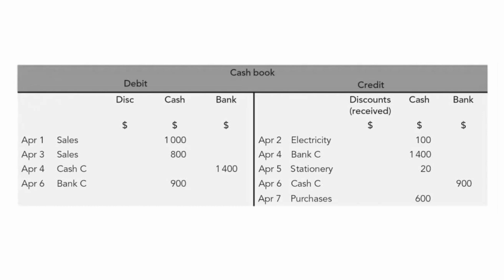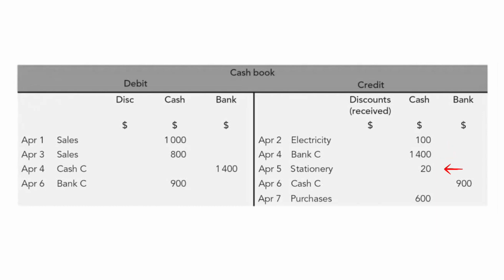On the credit side, the payments. First, on April 2nd, electricity, cash of $100. Payment for electricity was made in cash, reducing the cash balance. This is recorded as a credit entry in the cash column. Second, on April 4th, bank C, cash of $1,400. A transfer was made from cash to the bank. Since the cash account decreases, it is credited under the cash column.